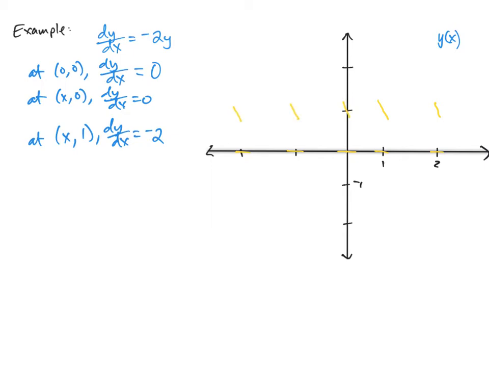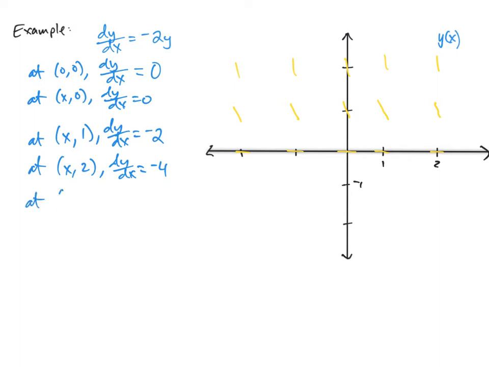Now, what if I go up higher, at x comma 2, then dy/dx equals -4. So the lines start getting steeper and steeper. They're still negative direction, but they get really steep. And pretty soon they'll be close to vertical. Like that. What about in the lower half of the graph?